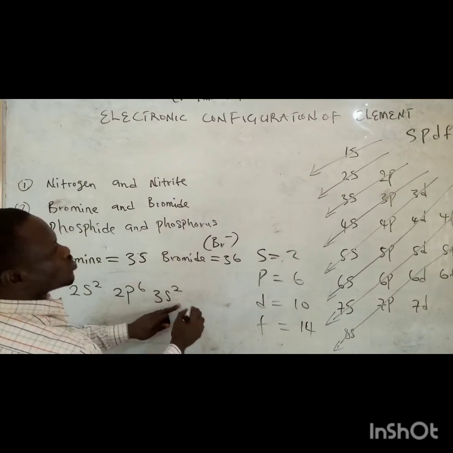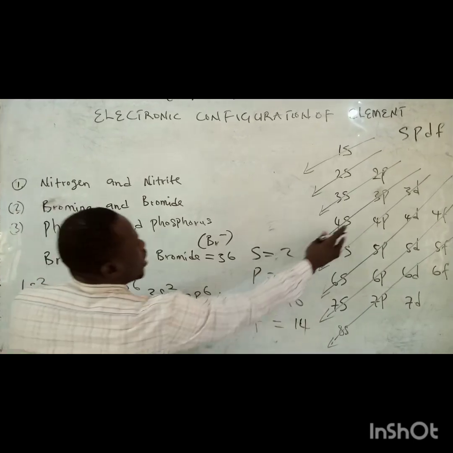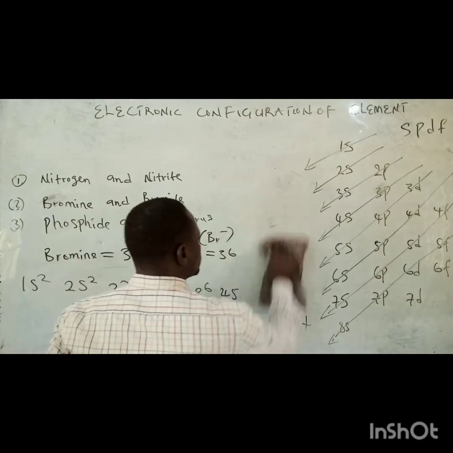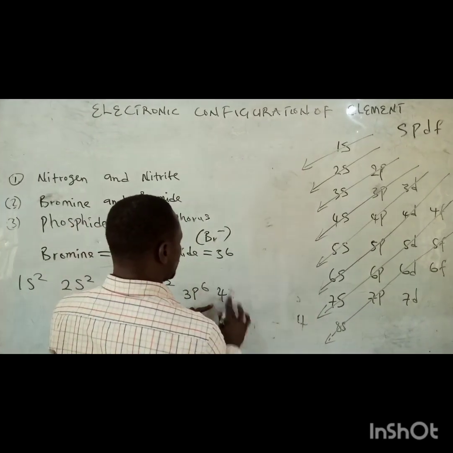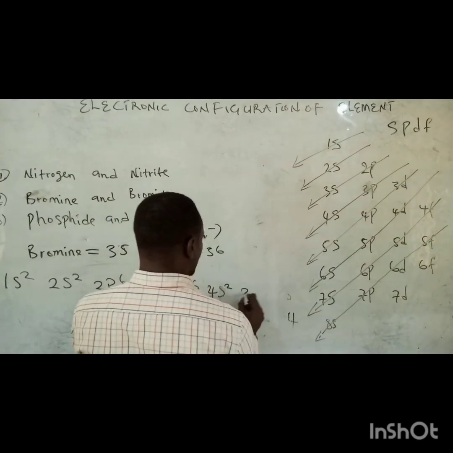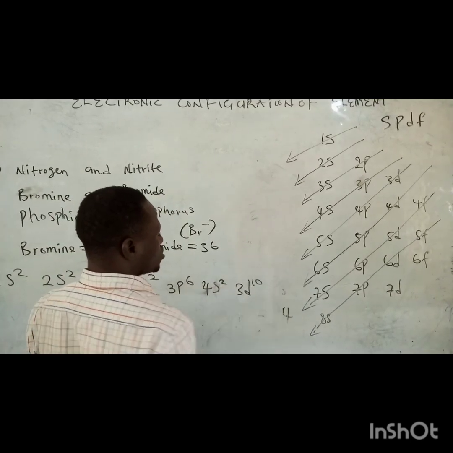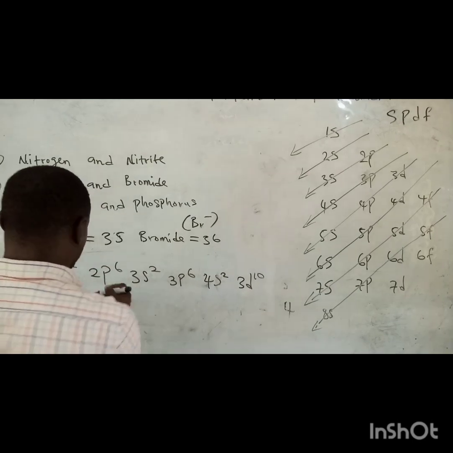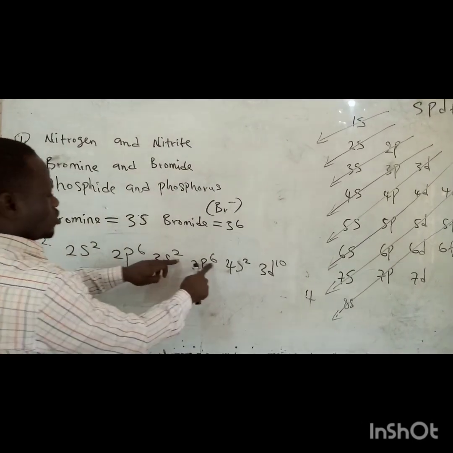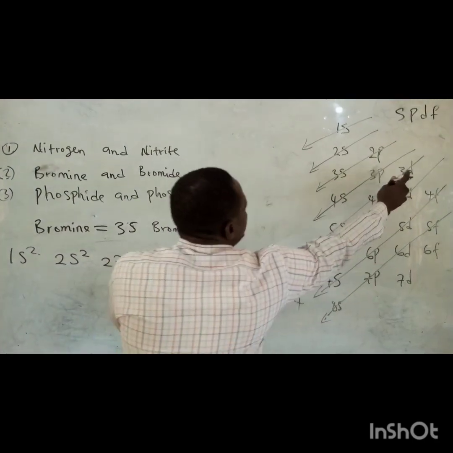So we have 3s2, we have 3p6, we have 4s2. When we look at 4s2, the next one is, we now go here, 3d. D carries the maximum of what? 10. So 3d. We are looking at the total of this one: 2 plus 2, we have 4. This is 10. This is 20. This is what? 30.